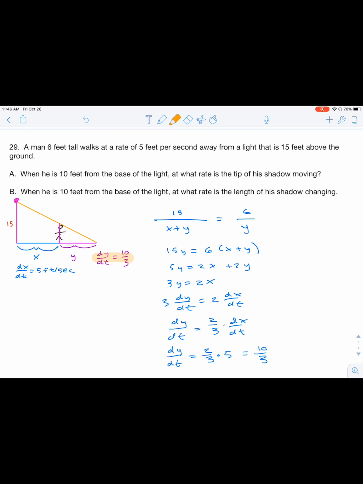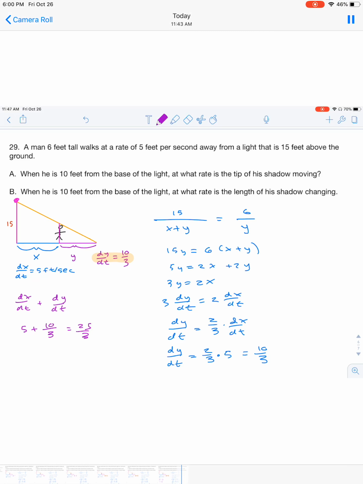The tip of the shadow is moving away from the lamppost. In order to find that, we have to take dx/dt and add it to dy/dt. We take the rate of change of x plus the rate of change of y, and it's going to give us the rate of change of the entire shadow. So in this case, it's 5 plus 10/3, which is 25/3. And that is feet per second, I think.